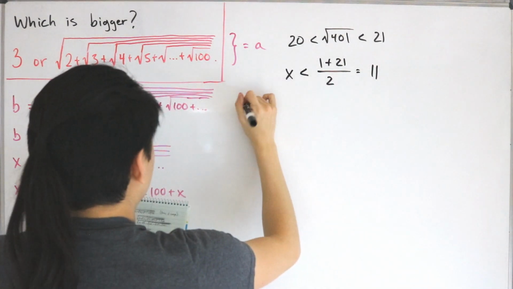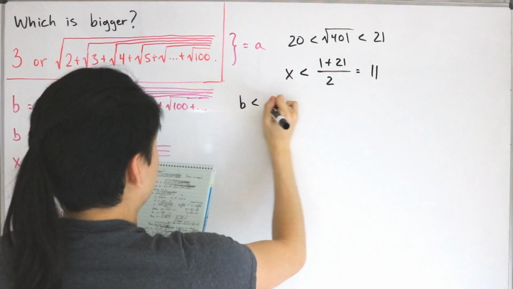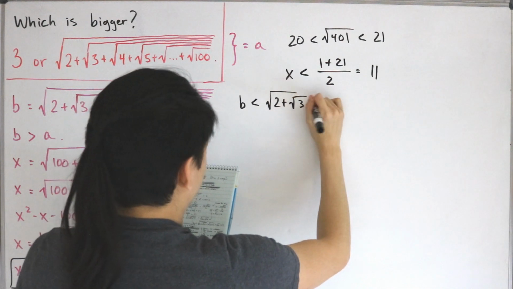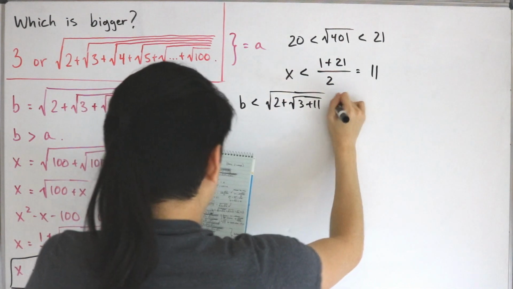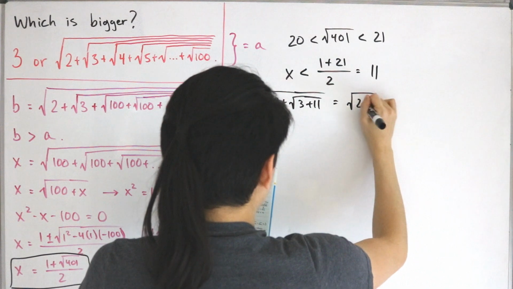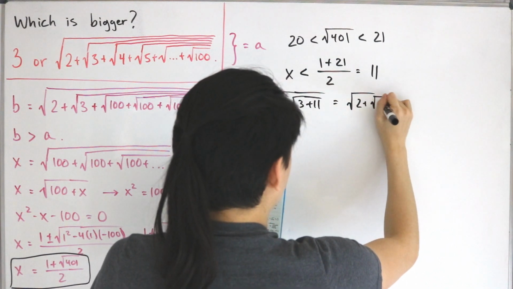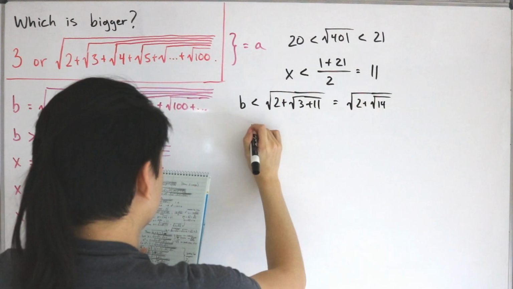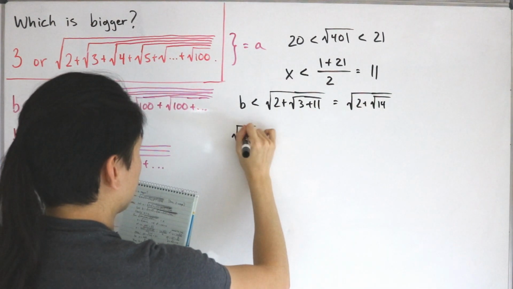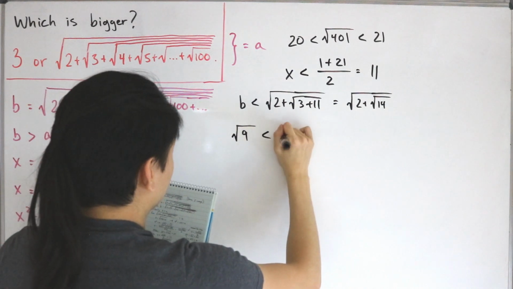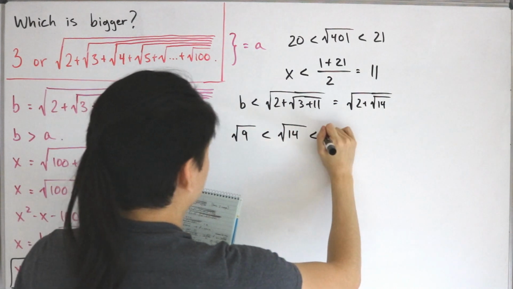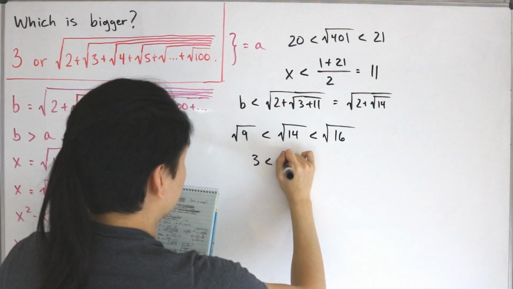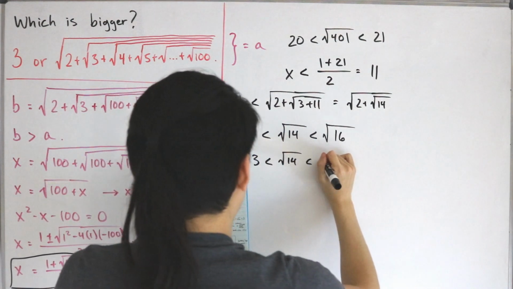So putting that into comparison, I have that b is strictly less than the square root of 2, then plus the square root of 3, and then add this with 11, okay? So that will yield us the square root of 2 plus the square root of 14. So now let's pay attention to our square root of 14. We know that the square root of 9, which equals 3, is strictly less than the square root of 14, which is strictly less than the square root of 16, aka 4. So that means 3 is less than the square root of 14, which is strictly less than 4.